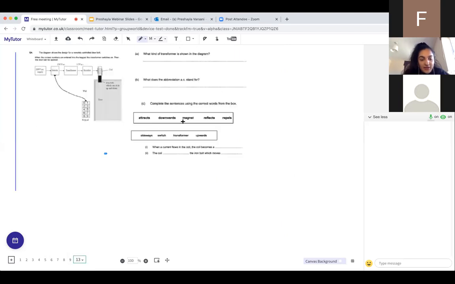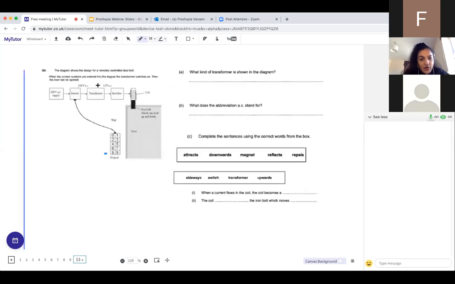We have been given a flow chart of a remotely controlled door bolt. So you might have been to, sometimes hotels, sometimes store cupboards in the school, flat doors have a kind of electronic keypad. So when the correct numbers are entered into the keypad, the transformer switches on and the door can be opened.